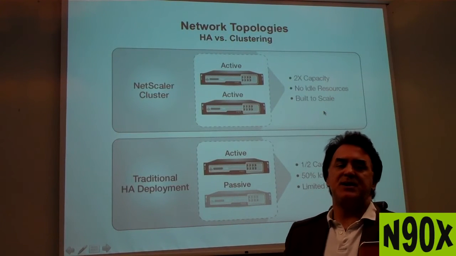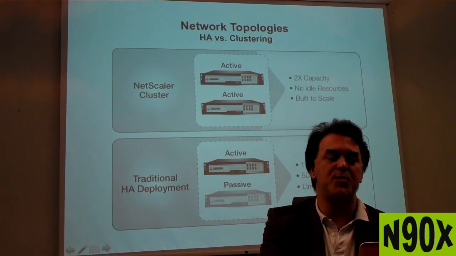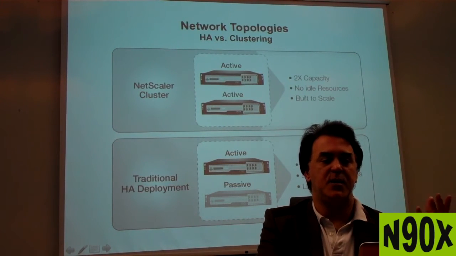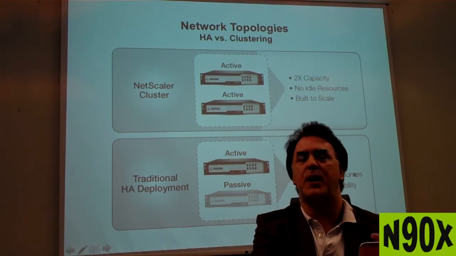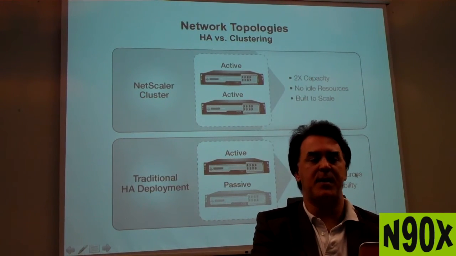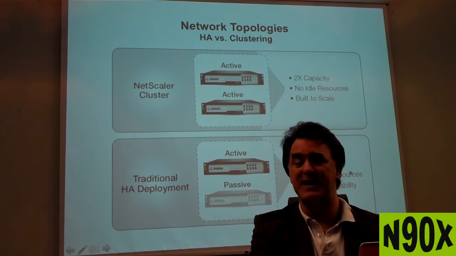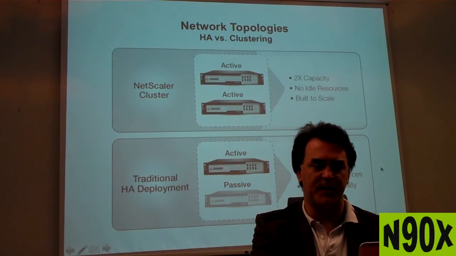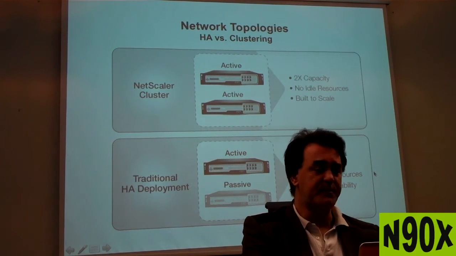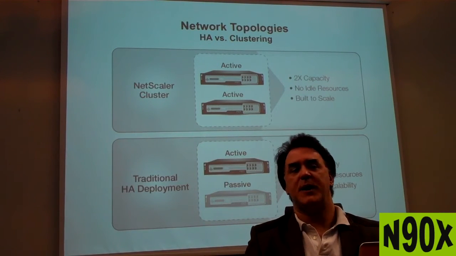A couple of other topologies. Obviously, high availability and clustering. Now, traditionally, NetScaler only used HA, high availability. And their argument was you want to size the NetScaler to handle 100% of your traffic, such that if there was a problem and the primary unit went down, the backup, or secondary, as we call it, would be able to handle all of the load, all of the traffic. The problem, of course, is that you have 50% idle resources, right?